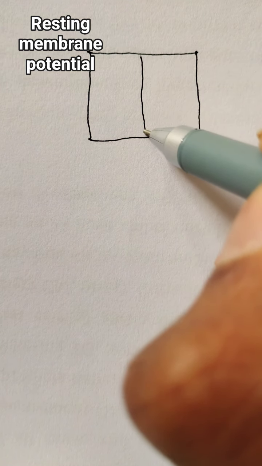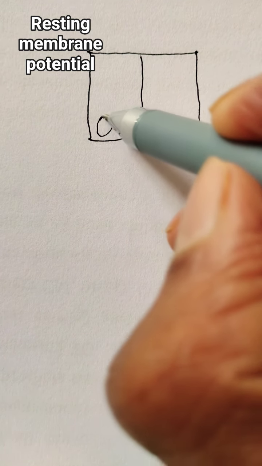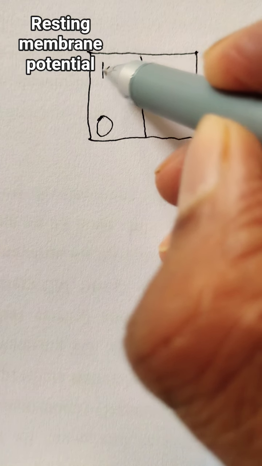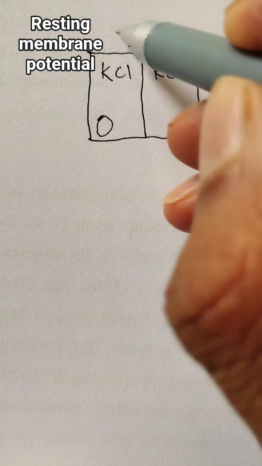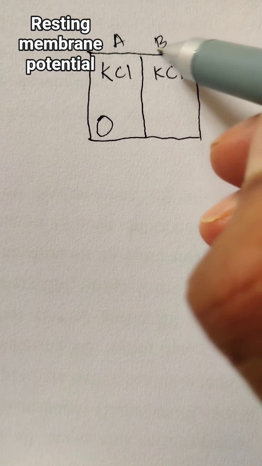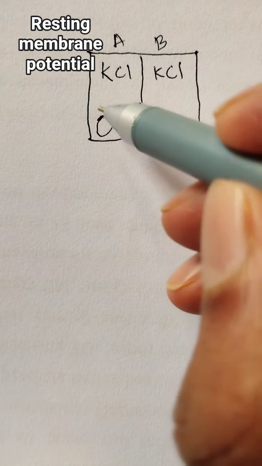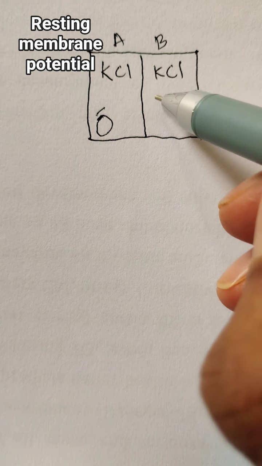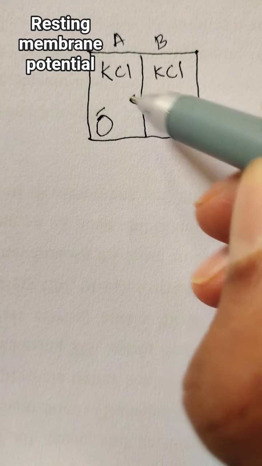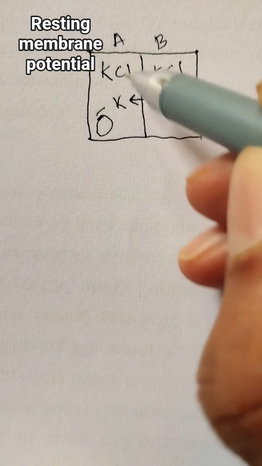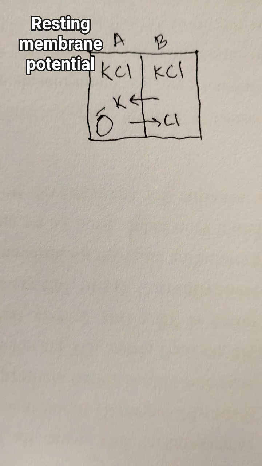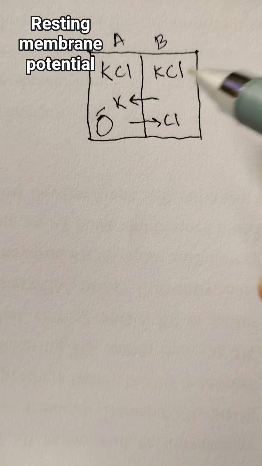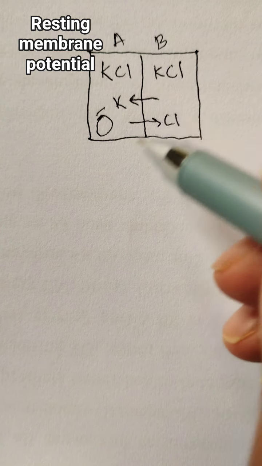The Gibbs-Donan effect is when a non-diffusible anion is added to a KCl solution which is equilibrated across the membrane, and introduction of this will lead to the movement of potassium to the A compartment and movement of the chloride to the compartment B. That causes unequal distribution of the ions across the cell membrane.